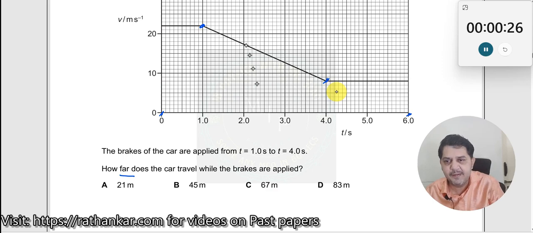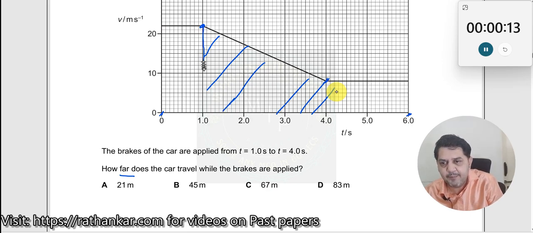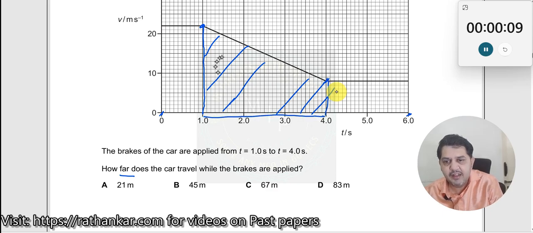How do you find displacement? Find the area under this graph, right? Many students make a mistake finding out only the area of this triangle. Don't do this one. It should be with respect to the x-axis. What is the area here? See, this looks like a trapezoid over here. So you need to find out this area here.